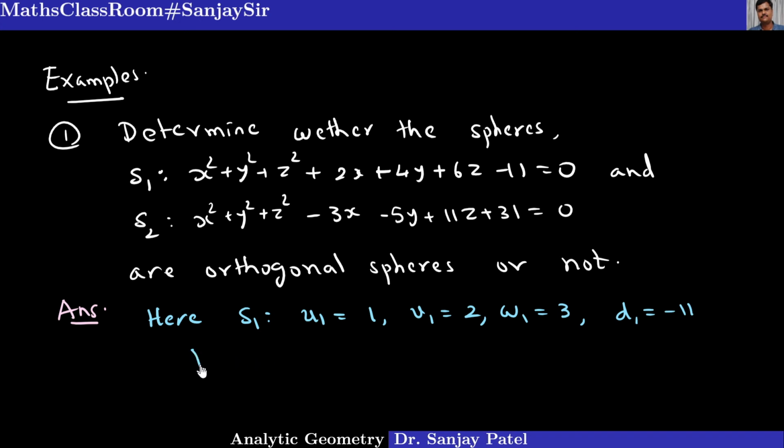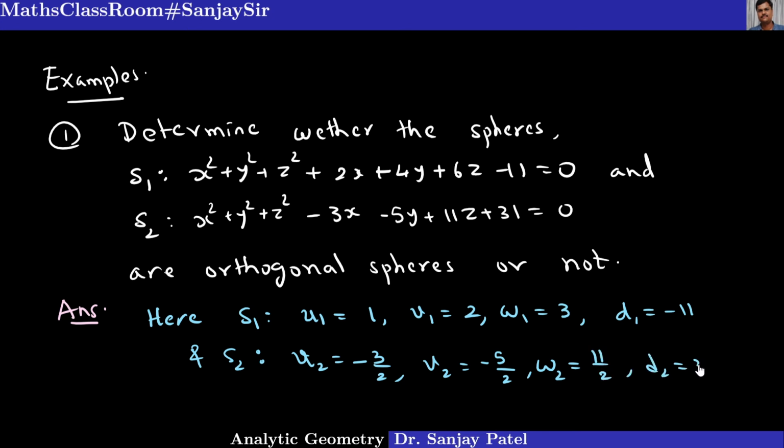And for S2, for the sphere S2, the constants U2 is minus 3 by 2, V2 is minus 5 by 2. We don't have to change the sign here because we are not finding the centers. We are finding simply the constants. W2 is equal to 11 by 2 and D2 is equal to 31.